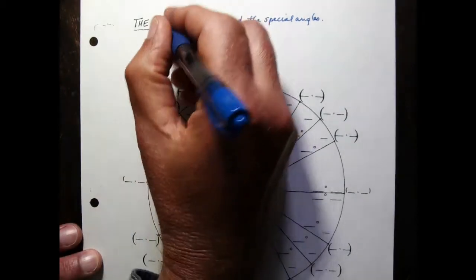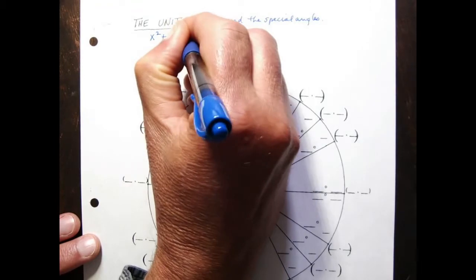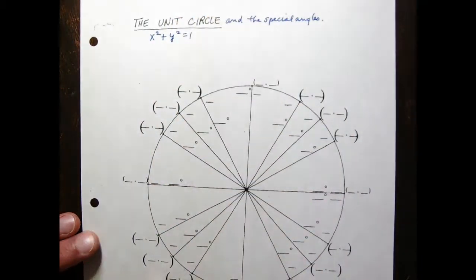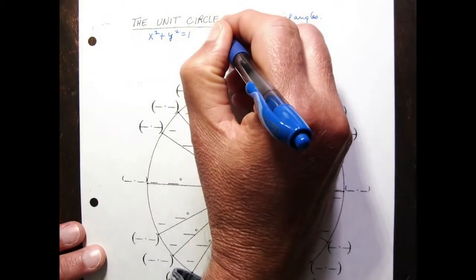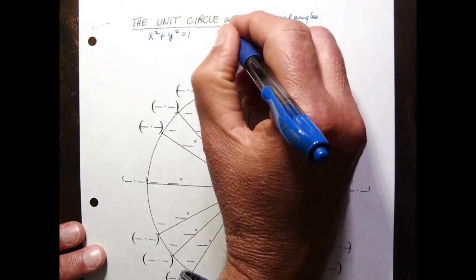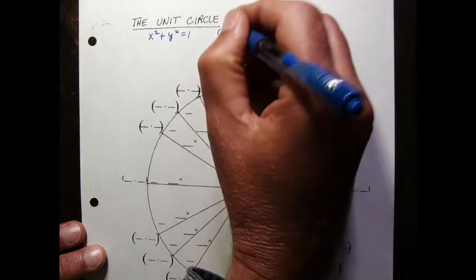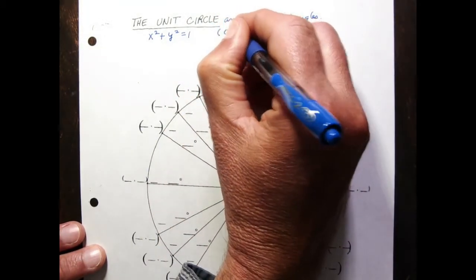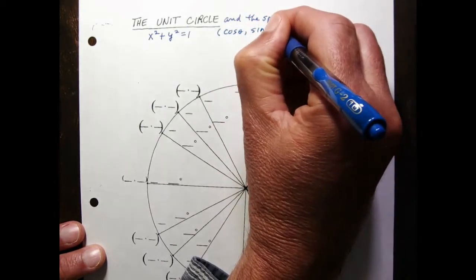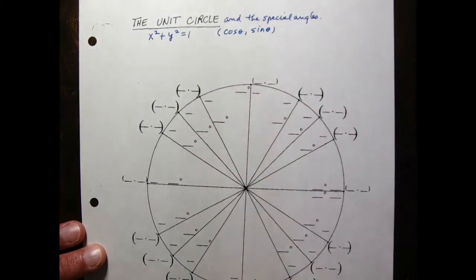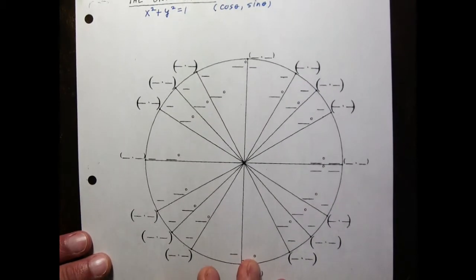Now remember, the unit circle has equation x squared plus y squared equals 1. And what we care about in trigonometry about the unit circle is that the points on the unit circle have coordinates that correspond to angles in standard position. The x coordinate is always the cosine of an angle. The y-coordinate is always the sine of an angle. So the coordinates are always of the form cosine, sine.